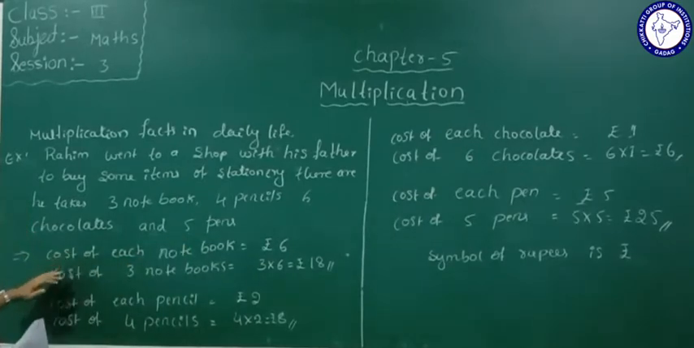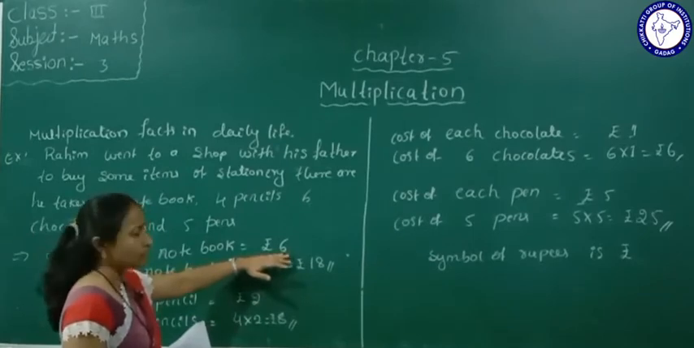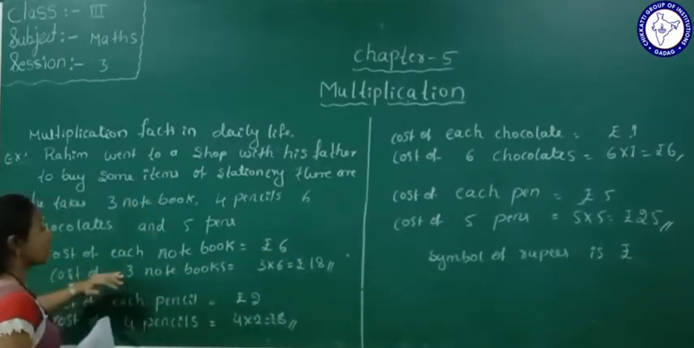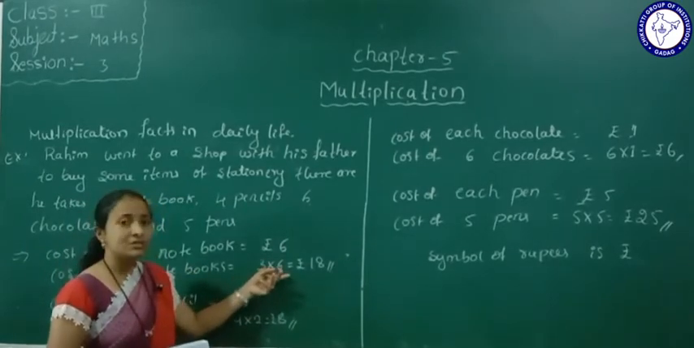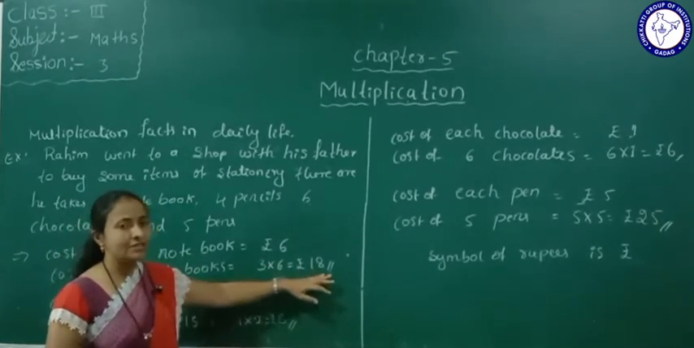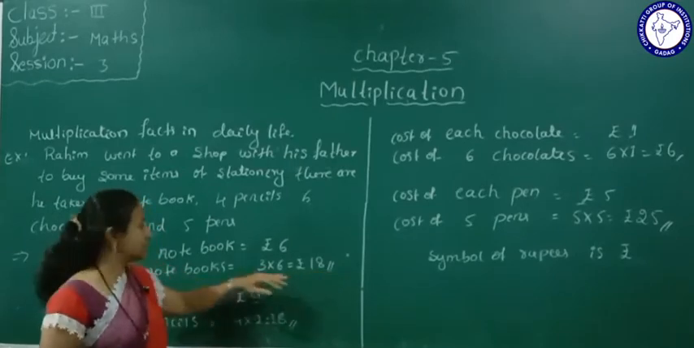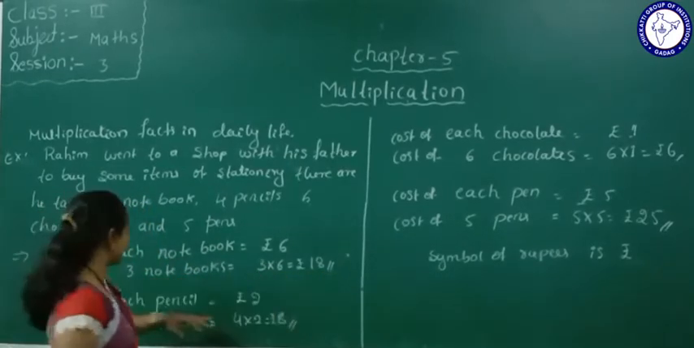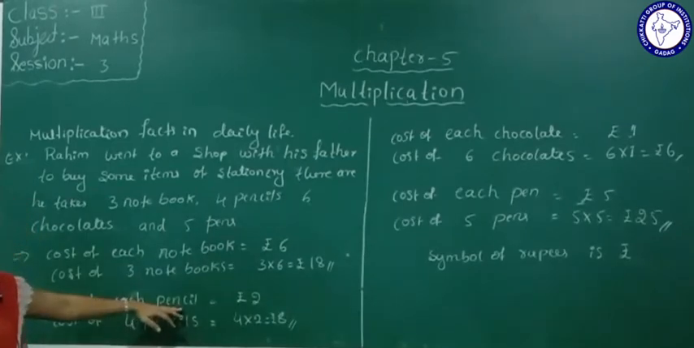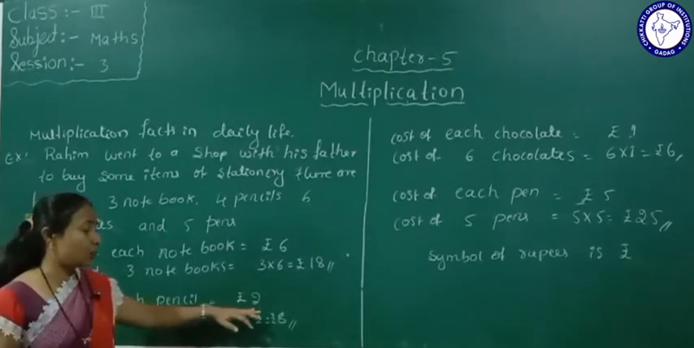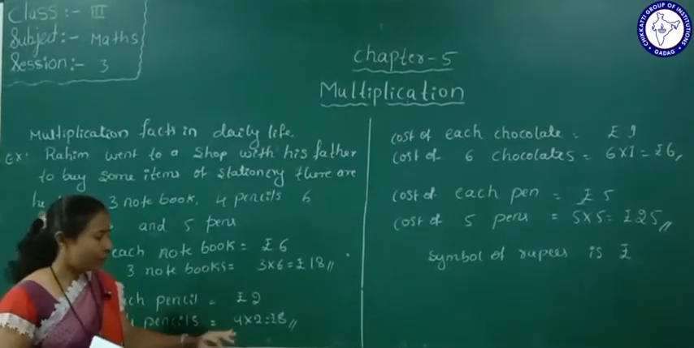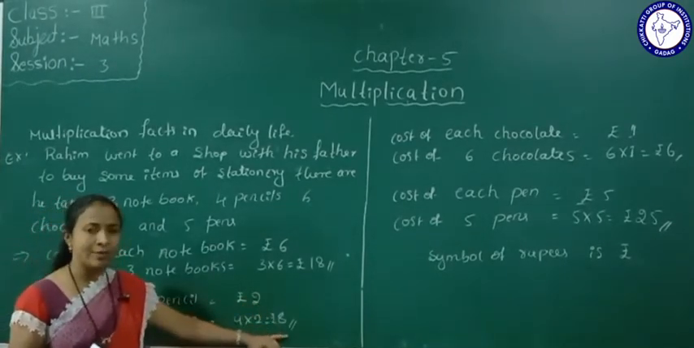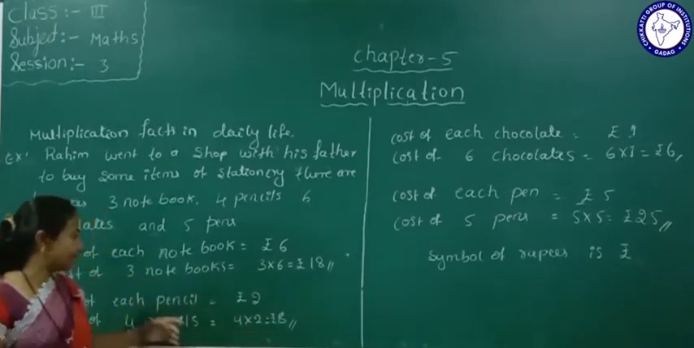Okay, so here the cost of each notebook is 6 rupees. The cost of 3 notebooks is how much? We multiplied 3 into 6, so we get 18. Rupees 18 is the notebook amount. And next, cost of pencil. Each pencil, one pencil's amount, is rupees 2. 4 pencils' amount is 4 into 2, which is equal to rupees 8. Rupees 8 is the pencils' amount.